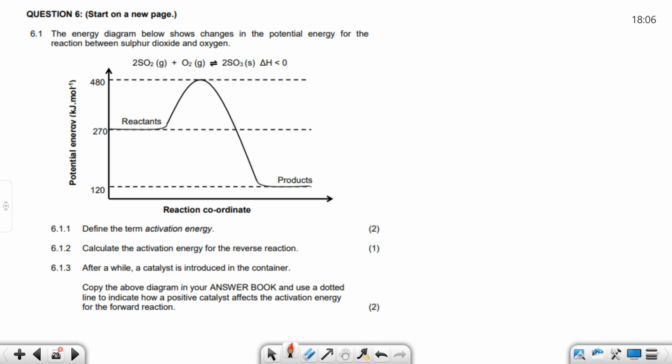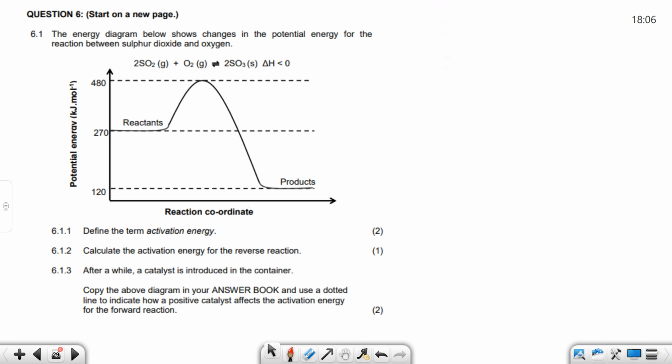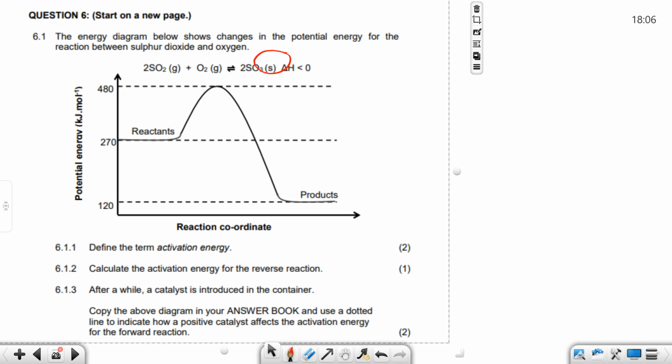Oh, beautiful. The energy diagram below shows changes in potential energy for the reaction between sulfur dioxide and oxygen. And again, you will see it's exothermic. How do I know it's exothermic? All right. Define activation energy. Minimum amount of energy for a reaction to do what? To start up a reaction.